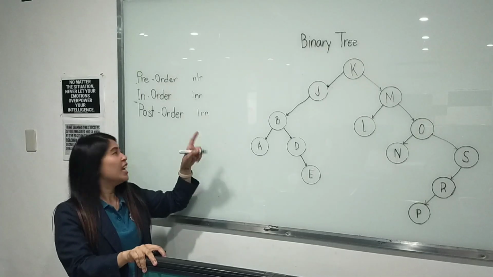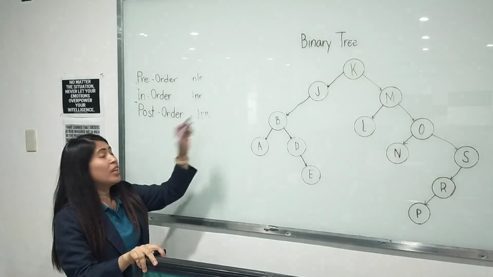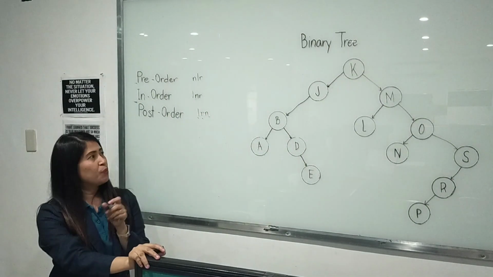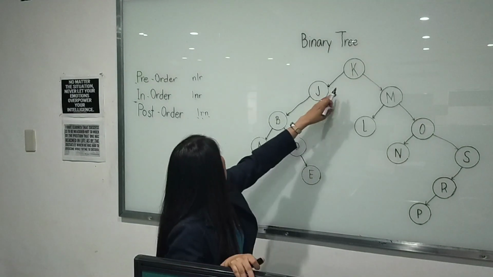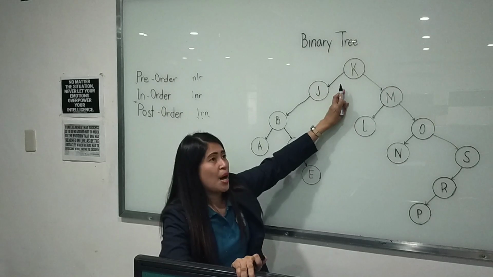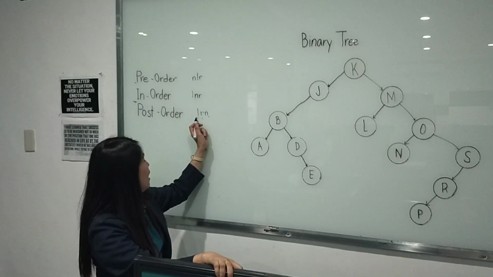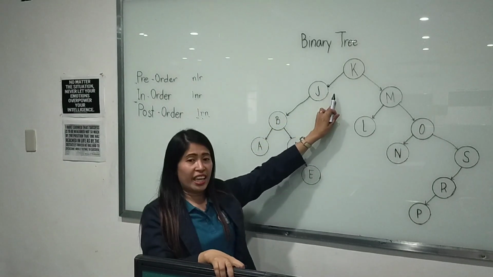It's after the left and right subtree before we go to the nodes. Then at first, we're going to visit the K, and then the policy of the post order is we will visit first the left and the right. So we will visit the left subtree of the K.